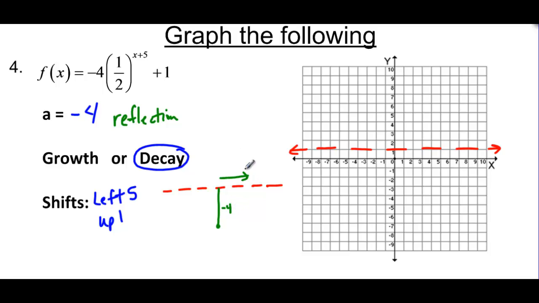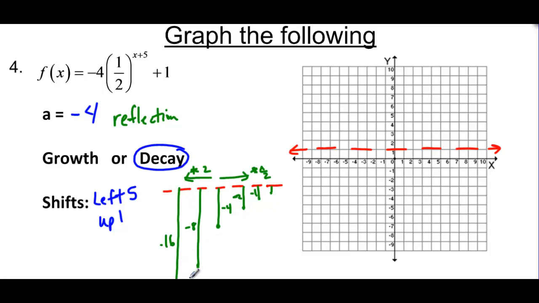As I go to the right, I know I am multiplying by 1/2 because that's my B value. So half of -4 is -2. Half of -2 is -1. Half of -1 is -1/2. If I go to the left, instead of dividing by 2, I'm going to multiply by 2. So this would be -8, and then if I kept going, -16.